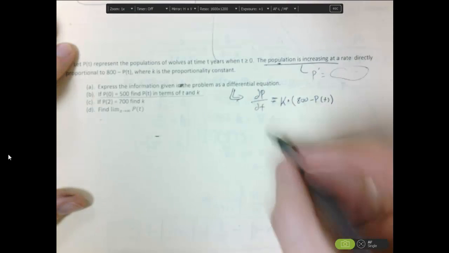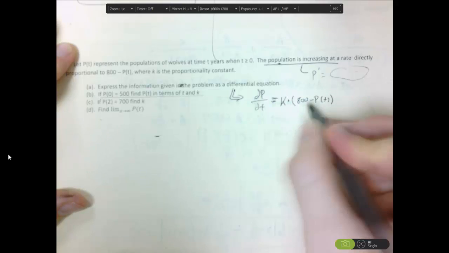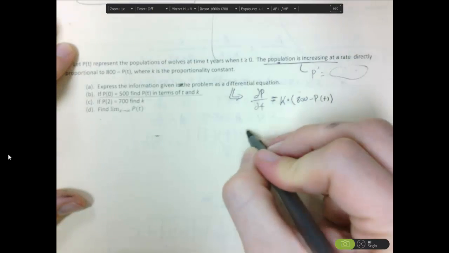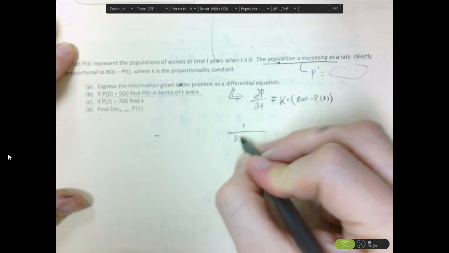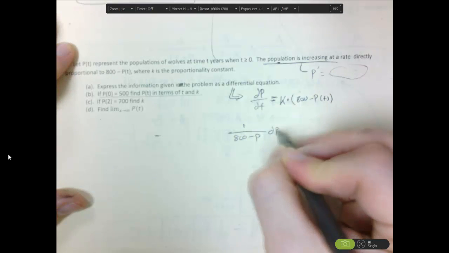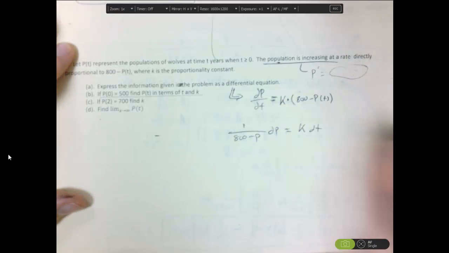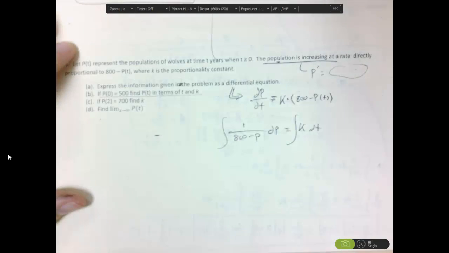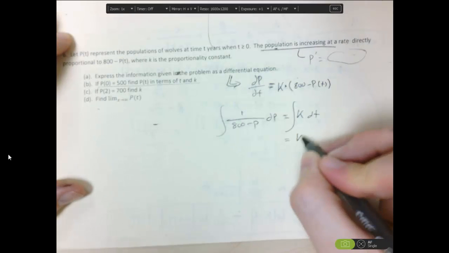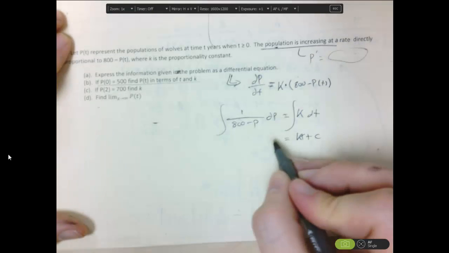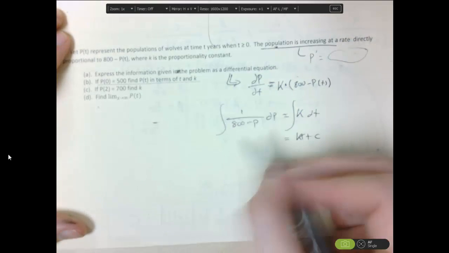So I'll separate variables to solve. I'll divide both sides by this term including P. So that gives me 1 over 800 minus P dP. And I'll multiply both sides by dt, giving me k dt. Now I can throw up some integrals. On the right-hand side, I have kt plus c. On the left-hand side, this is a natural log.